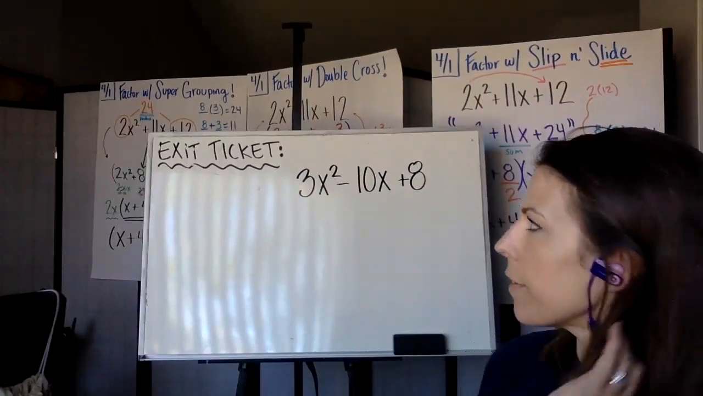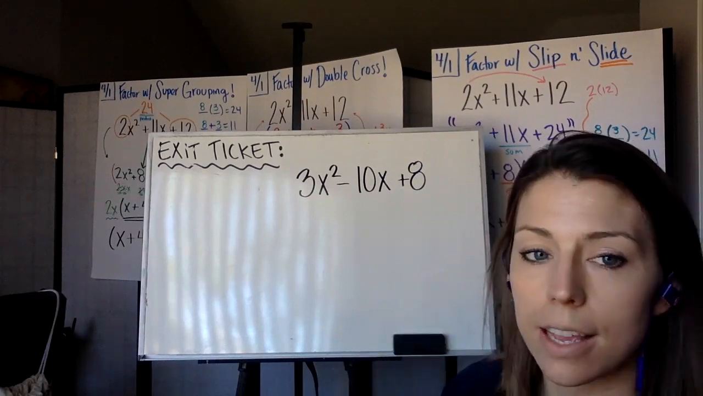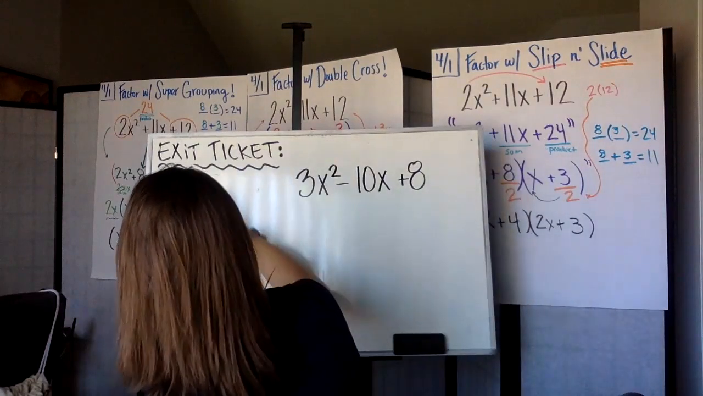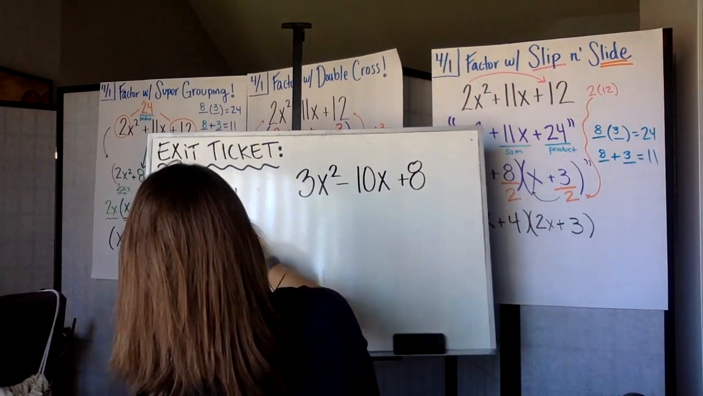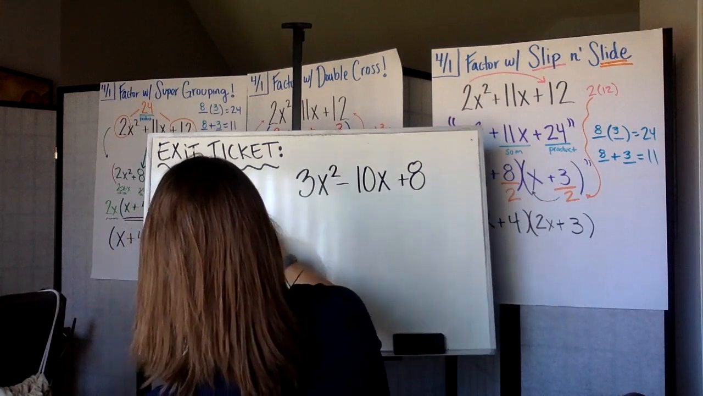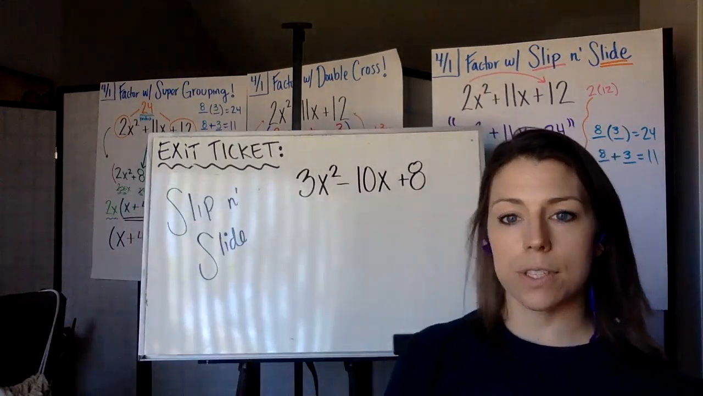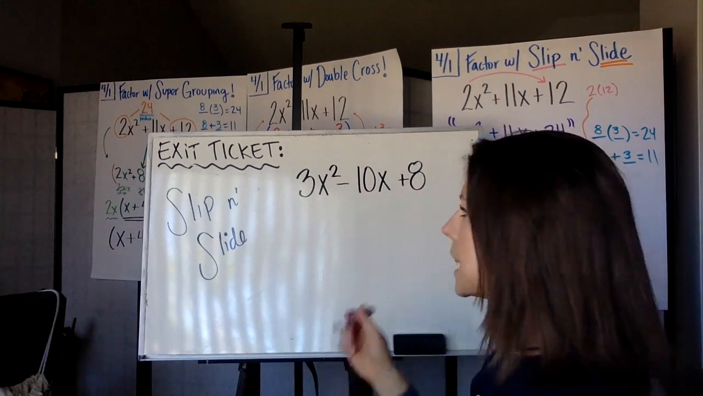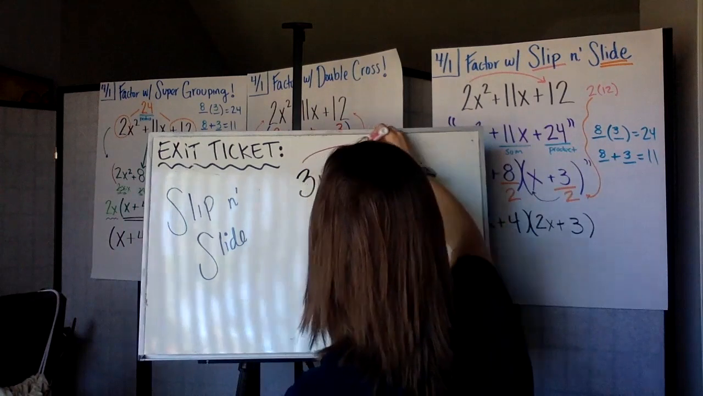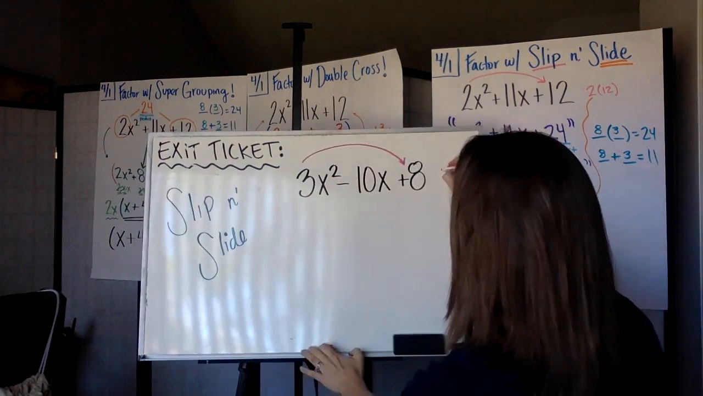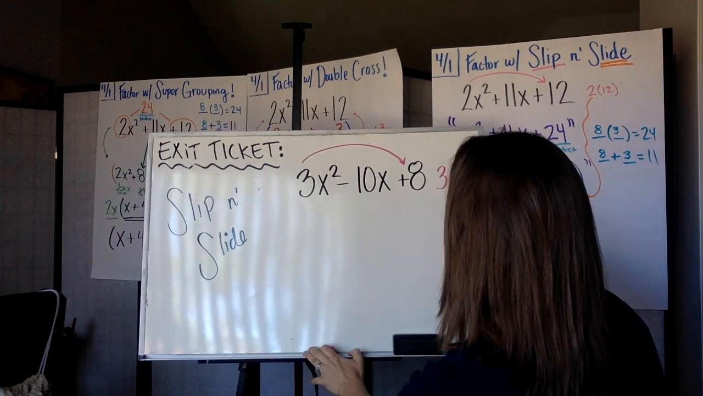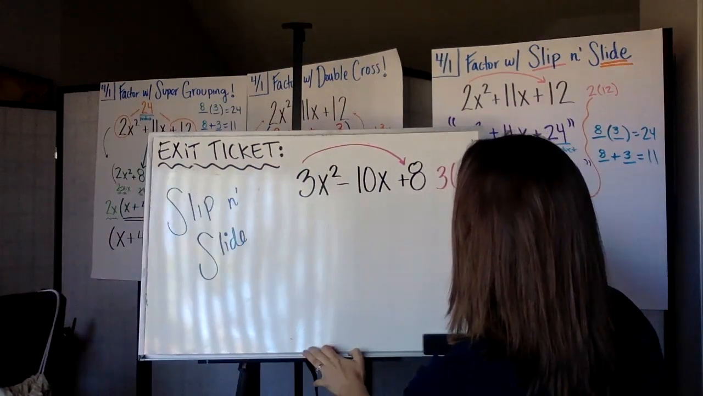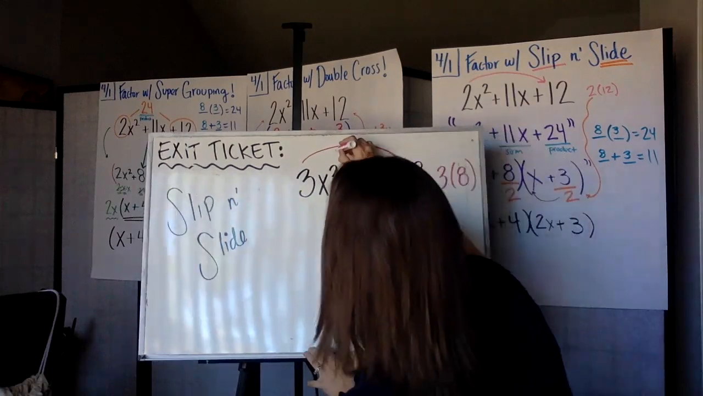Okay, final part of our exit ticket, same quadratic. This time we're going to do slip and slide. Slip is part 1, slide part 2. Remember, slip and slide is for those of you who like the P's and Q's game. So step 1, we're going to slip the leading coefficient down to the end. That means we're going to basically multiply 3 times 8. That's called the slip.